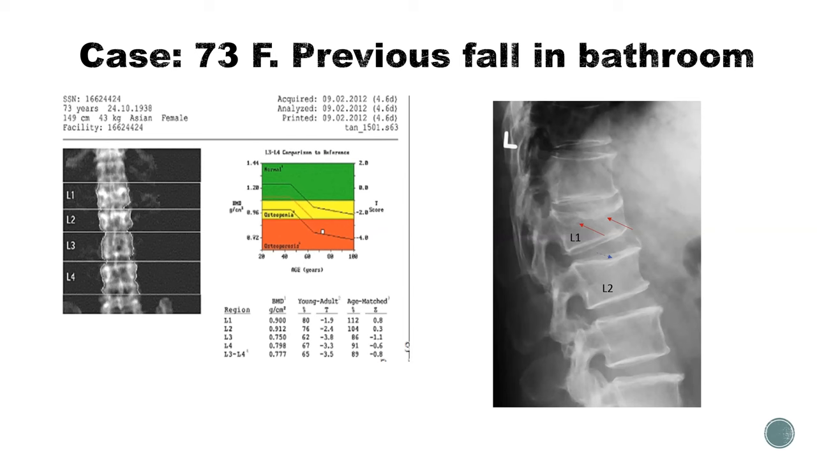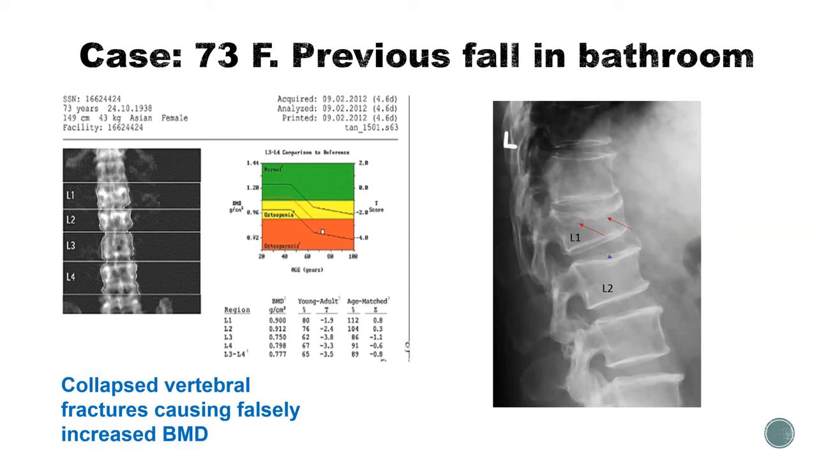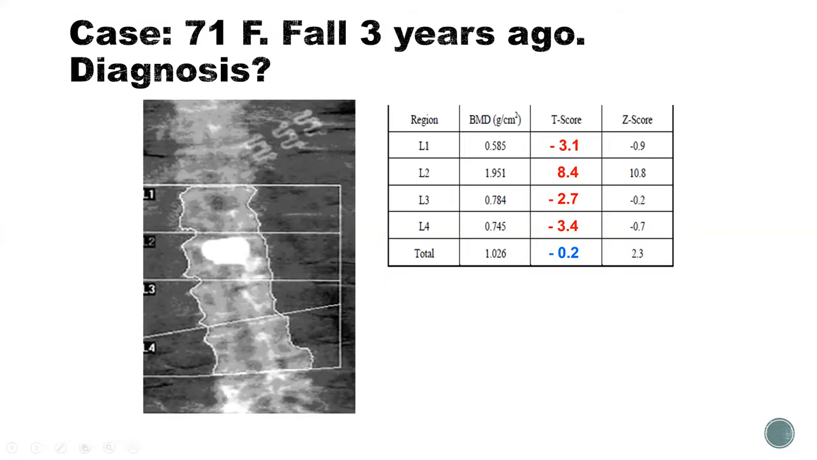Yes, so this patient would have had a vertebral fracture, and a collapsed vertebral fracture caused a falsely elevated bone density in L1 and possibly L2. So correctly, they took L3 and L4, and they reported the total for L3 and L4. And of course, as you would expect, she has osteoporosis.